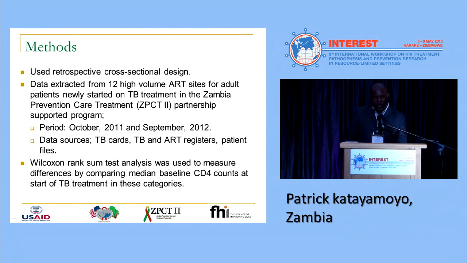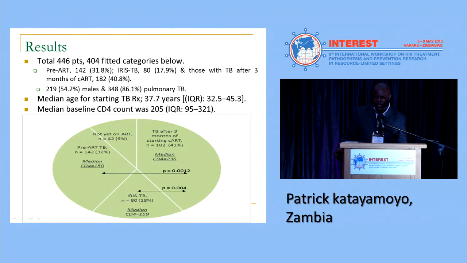We used a retrospective cross-sectional design. We looked at the high volume sites where we're getting most of these new TB cases for the period under review. We had 12 sites, and the period of review was between 2011 and September 2012. We collected data from TB cards, TB registers, ART registers, and patient files. Then we used the Wilcoxon rank sum test to measure differences by comparing the median baseline CD4 counts for the different groups.